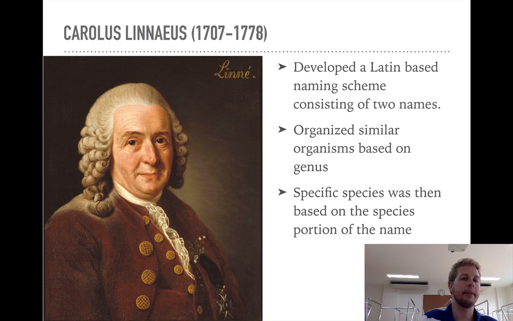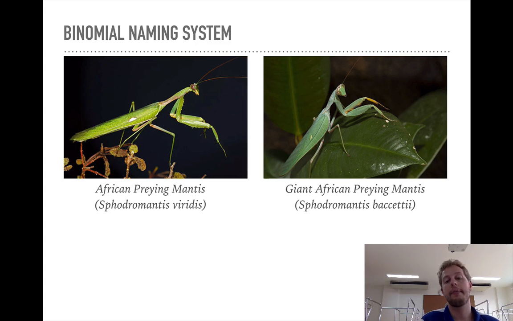As an example of his naming system, I have two different species of praying mantis here. Both of these are found in Africa. One is Sphodromantis viridis, the African praying mantis. So Sphodromantis being the genus and viridis being the species. And the other one is the giant African praying mantis, which is Sphodromantis basseti. And so you can see based on both of these that they are similar organisms because they are both of the same genus, Sphodromantis, but they are different based on their specific species names.